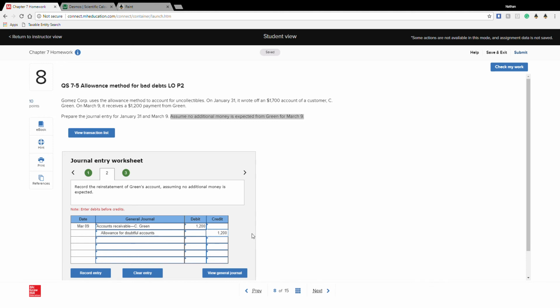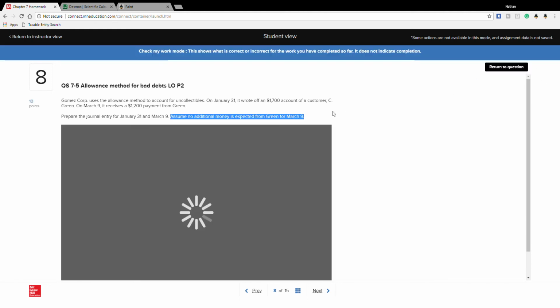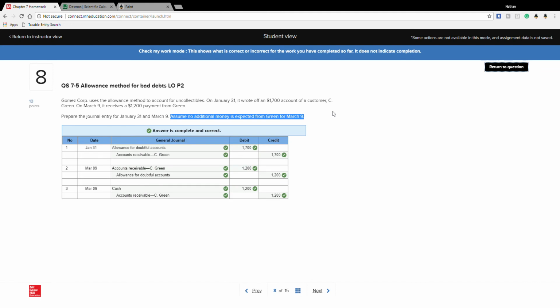This one's actually going to be his cost. It's one of those weird things that when we do assume that no additional money is expected, we have to put about the amount that he actually receives or that he pays us. So, hit check my work, and that's correct. You're going to find out a common mistake on this question was the one I just showed you, where you have to watch out on the amounts.